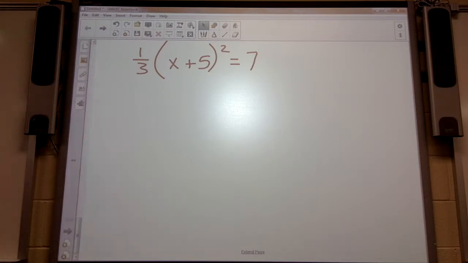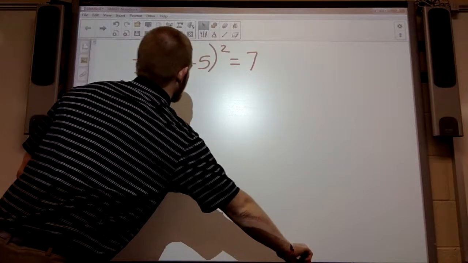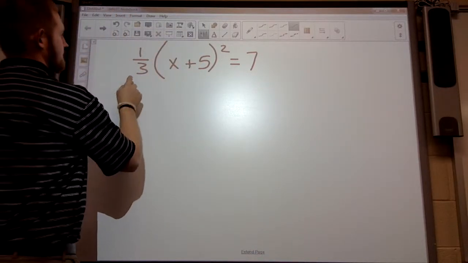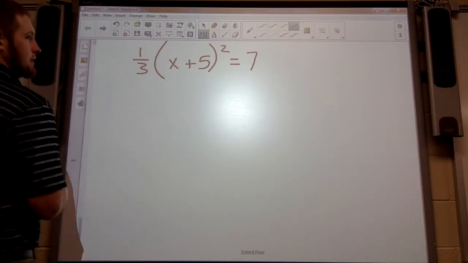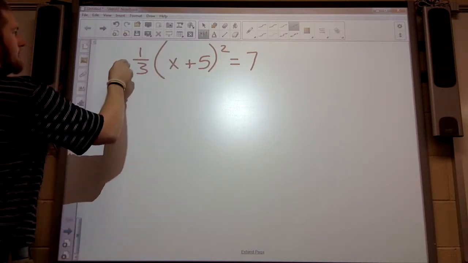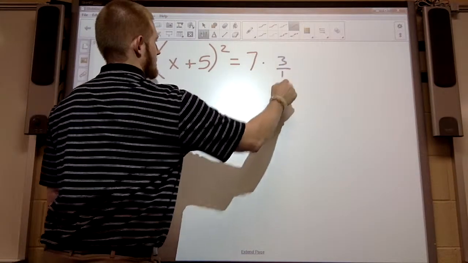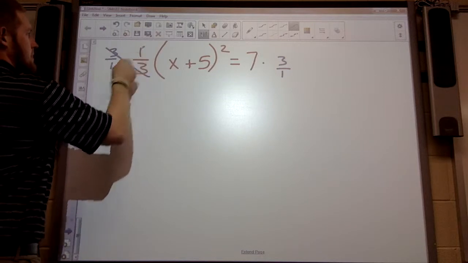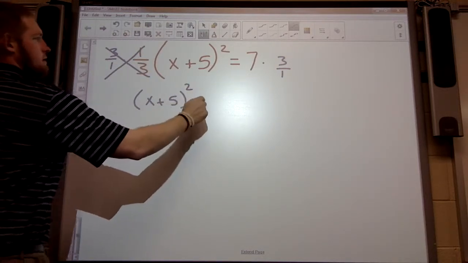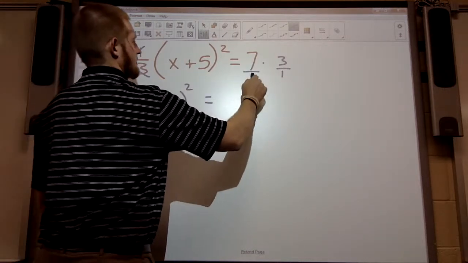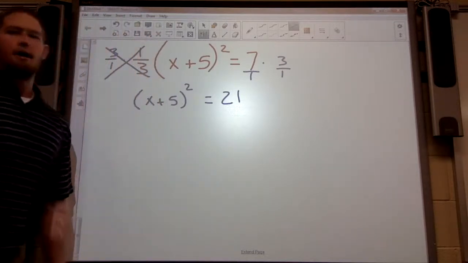Another thing we can do is let's just get rid of this first. Get rid of your multiplication. So I'm going to divide by 1/3, because here I'm multiplying by 1/3. Keep in mind, to divide by 1/3, I actually multiply by the reciprocal, so I need to multiply both sides by 3 over 1. These cancel. I have x plus 5 squared equals 7 over 1 times 3, so I have 21.